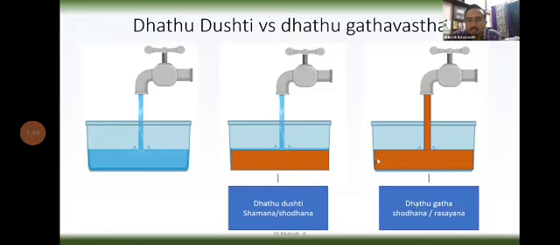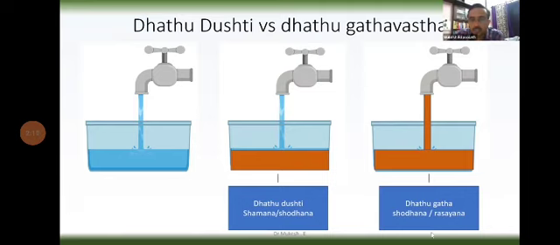But here, it is dhatu gadavastha, because in the formation of the dhatu itself, the disease process has started playing. Here, only the formed dhatu is involved, but there, the disease process has entered such a deeper area that the newly formed dhatu itself is defective. So here is the role for rasayana chikitsa.